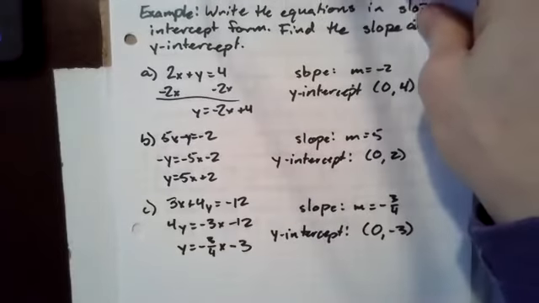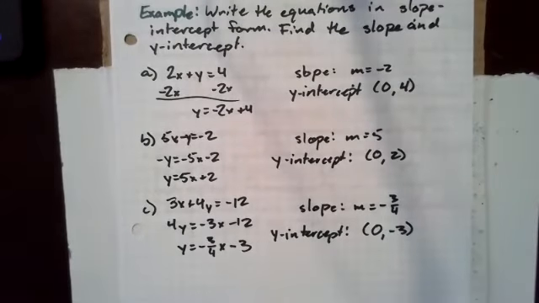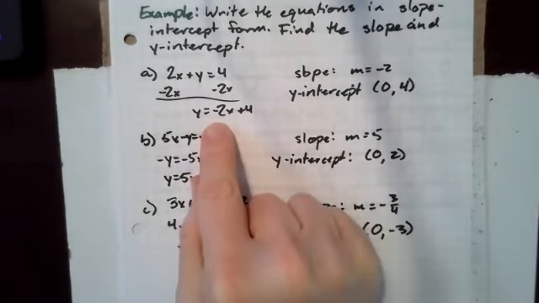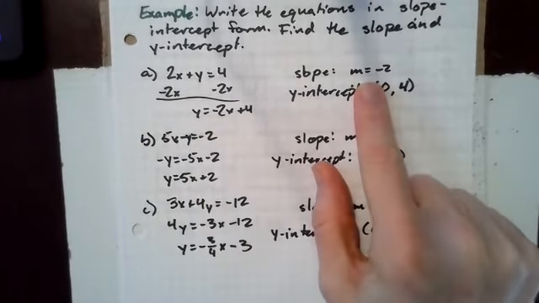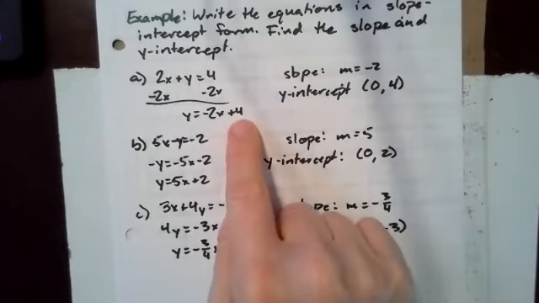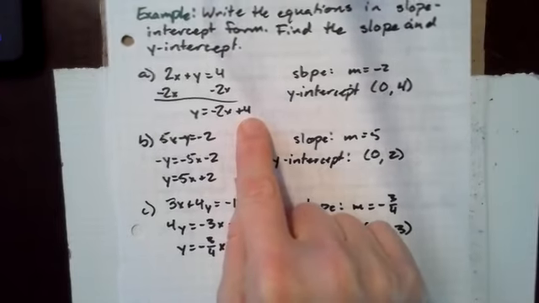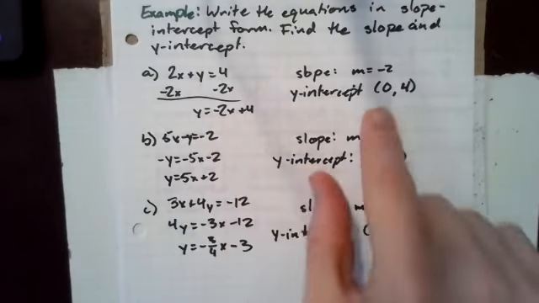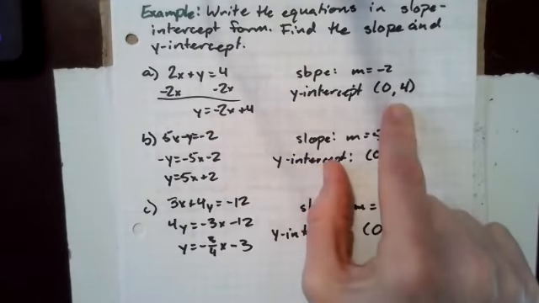For example, we'll write the equations in slope-intercept form and find the slope and y-intercept. This is just a matter of solving the equations for y. So if we have 2x plus y equals 4, we just subtract 2x from both sides. So y equals negative 2x plus 4. The coefficient of x is our m, our slope. The slope is m equals negative 2. The y-intercept, b, is the y-coordinate of the y-intercept, and the x-coordinate is always 0. So we have our y-intercept (0, 4).